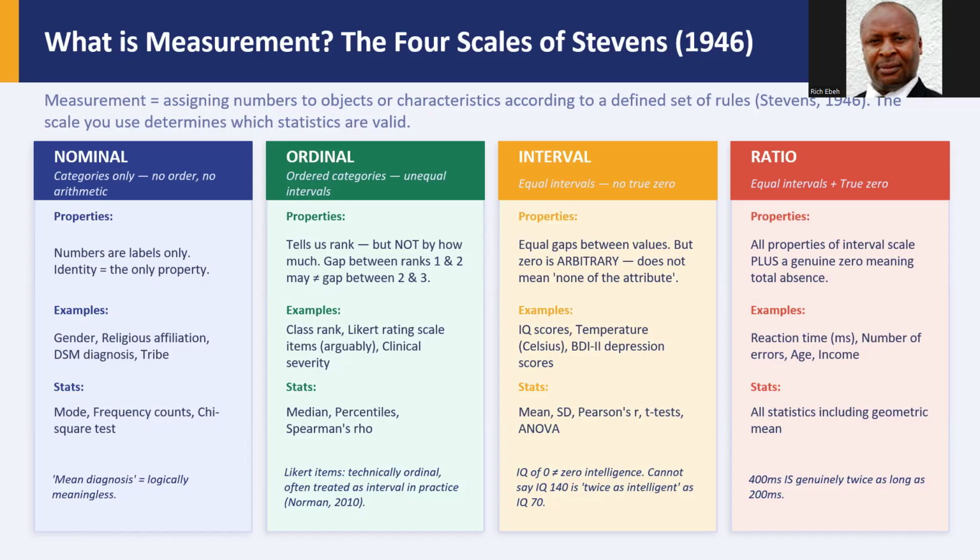In psychology, IQ scores are treated as interval data. A score of 0 on an IQ test does not mean zero intelligence. With interval data, we usually calculate using means, standard deviations, and other powerful tests like the t-test.